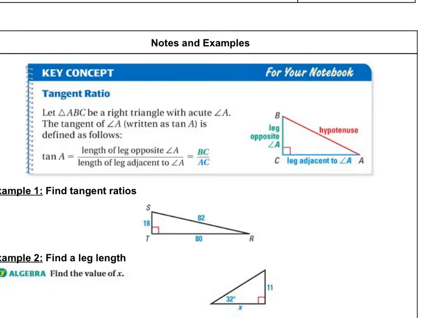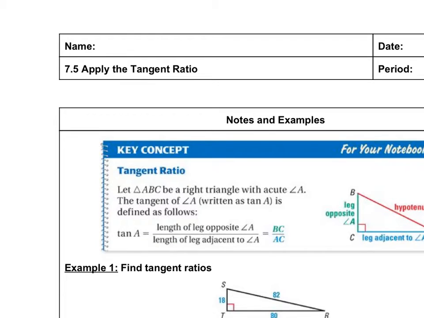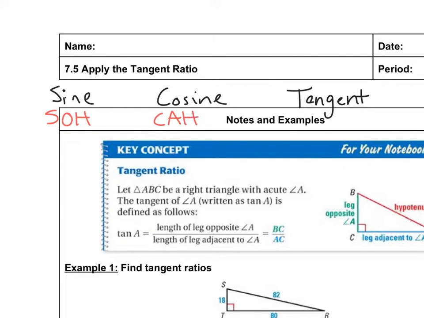Even though we're not into it just yet, like I said before, we have sine, cosine, and tangent. I don't know if you guys have heard this little thing, but there's a saying to remember these. It's called SOHCAHTOA. So, S-O-H, C-A-H, and then T-O-A.